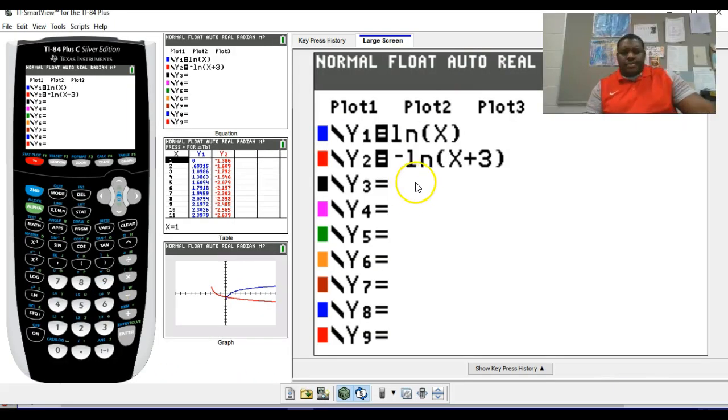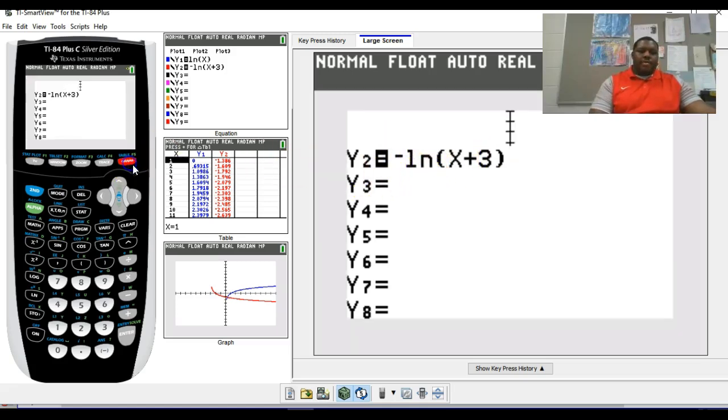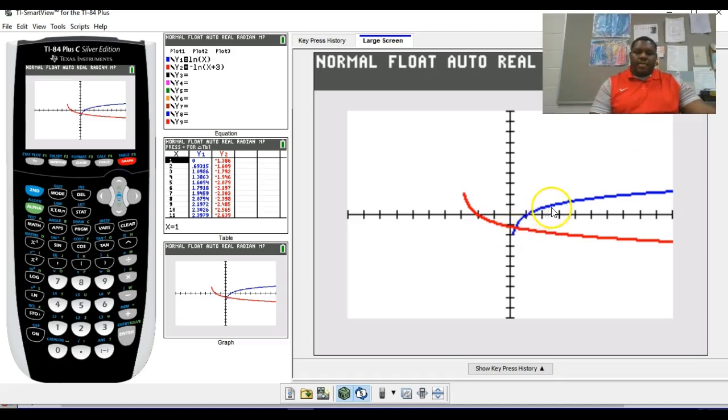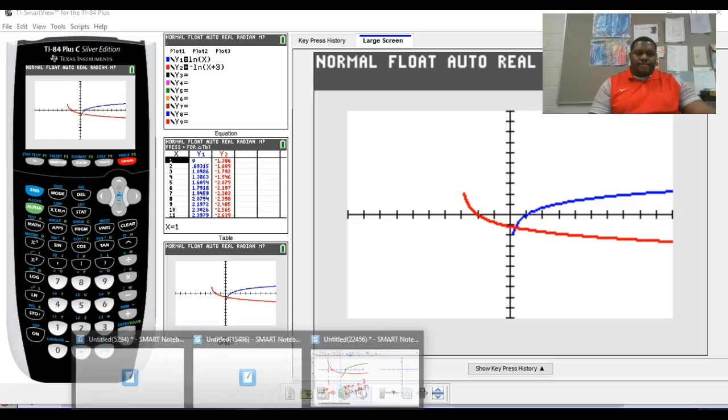Let's take a second and do it. Here's the parent function, ln of x. Here's the change we're making, negative ln of x plus 3. Now graph them. There's your parent function in the blue, and in the red, there's your negative ln of x plus 3. It reflected and moved left 3. 1, 2, 3. And then it just turns up right here. Negative 3 is your asymptote. All right, so back to this.